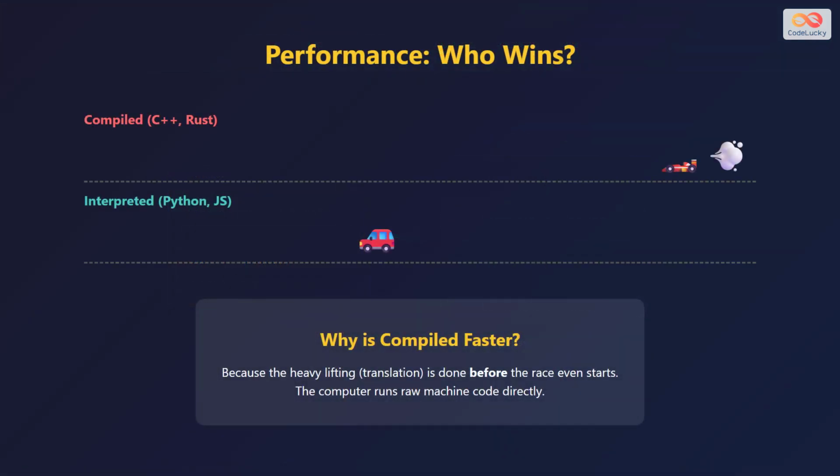So, who wins the race? Compiled languages like C++ or Rust almost always win in raw execution speed. They are the race cars. Because they were translated ahead of time, they just go. Interpreted languages like Python or JavaScript are generally slower because they are essentially building the road while they are driving on it, performing translation and execution simultaneously.